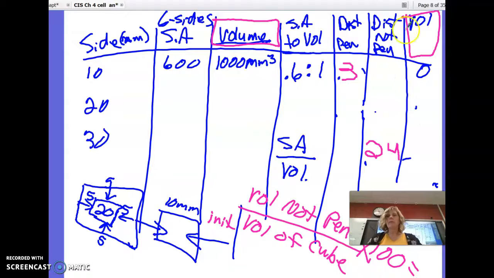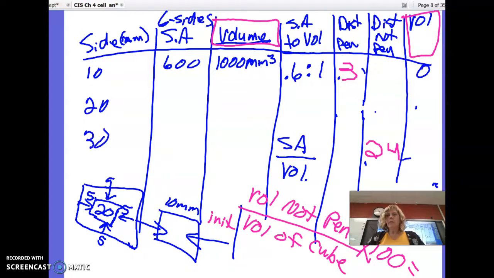So how am I going to find the volume not penetrated? Well, I'm going to take this size of cube, 24 times 24 times 24. That will give me the volume not penetrated. And you have to do that with each of these.